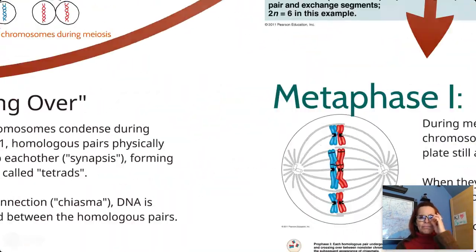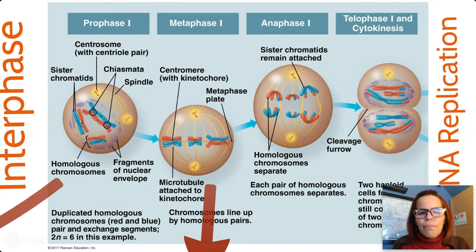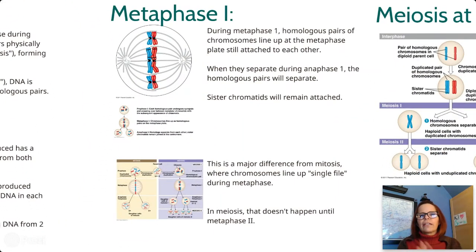Okay, moving on. So the next stage is metaphase 1, metaphase middle. What's super, super different about meiosis is that instead of lining up single file, instead of all 46 chromosomes lining up in one line in the middle of the equator of your cell, they're going to line up with their homologous partners. So they're going to line up in 23 pairs of chromosomes across the equator. So let's just look at that quickly.